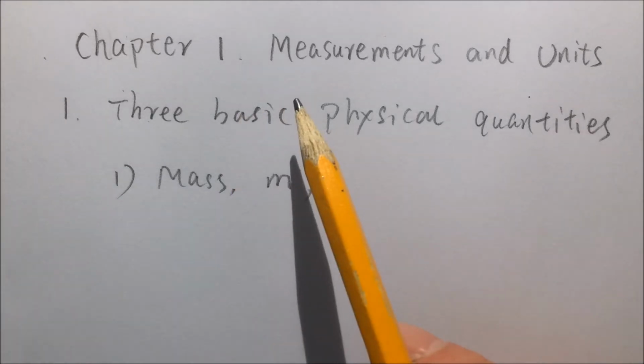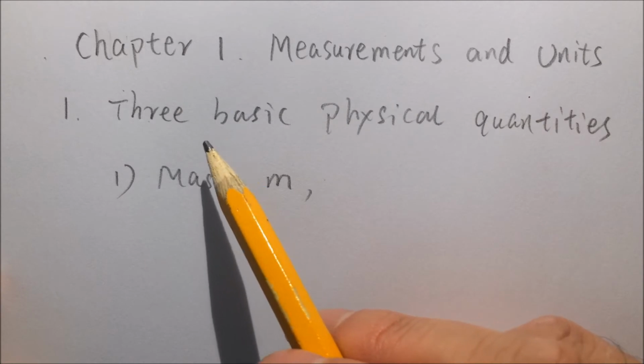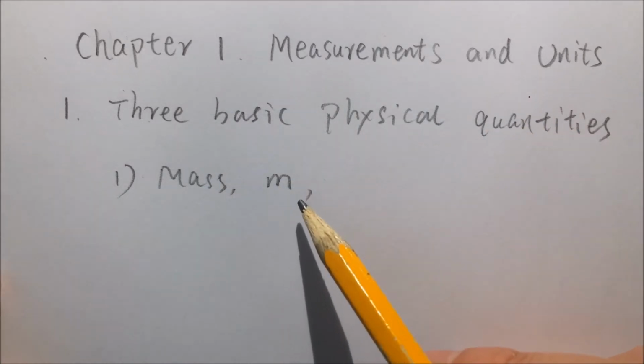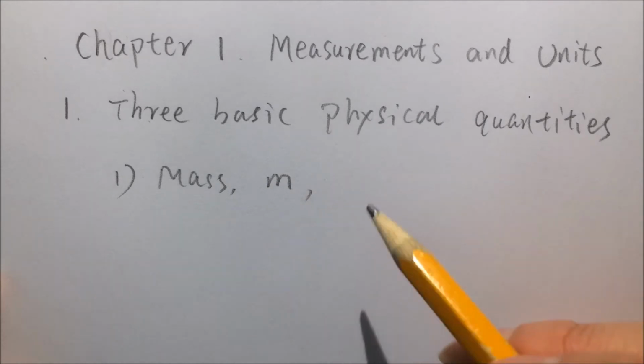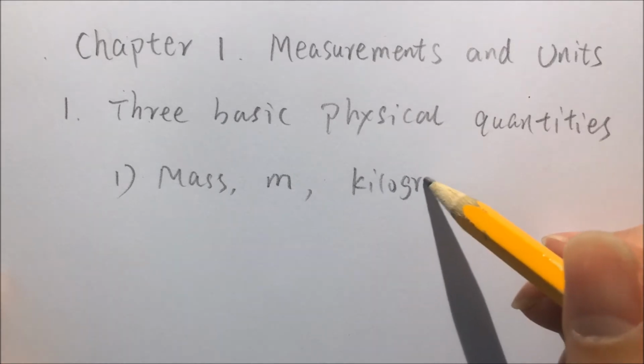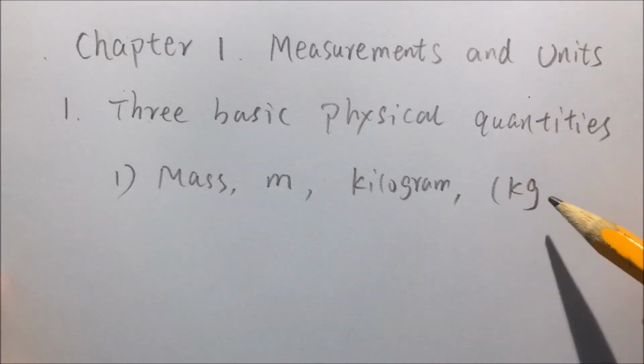So today we come to chapter 1, talk about the measurements and the units. There are three basic physical quantities. The first one is the mass, symbolized with m, and has a unit kilogram, or just use kg. That's the unit.